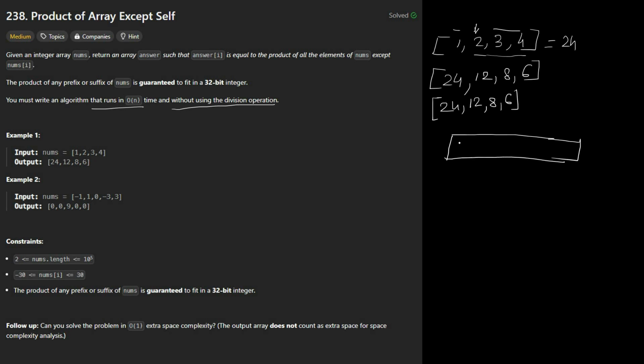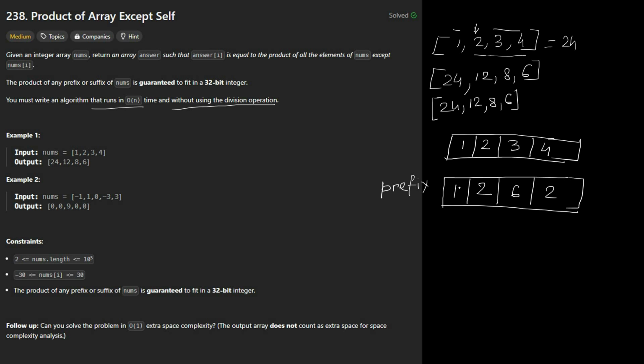This is our current array, which is containing 1, 2, 3, and 4. Now the prefix value is going to be, if I multiply the current values, how is it going to come? Initially it's going to be 1, then 1 into 2 is going to be 2, then 1, 2, 3, which is going to be 6, and 24.